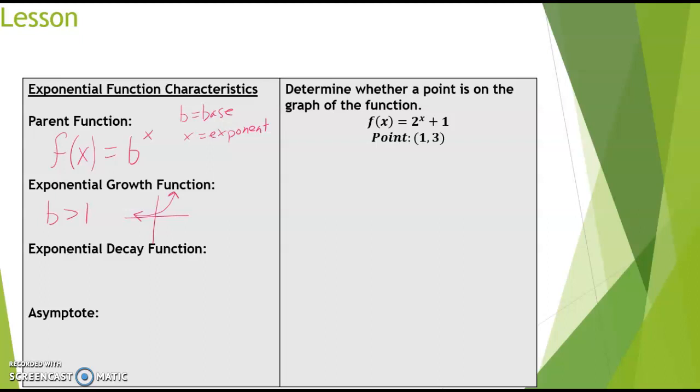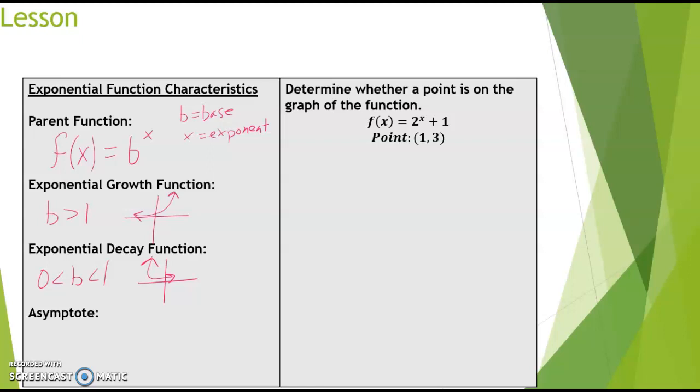It's a decay function if b, so your base, is in between 0 and 1. So it's a fraction or a decimal in between 0 and 1. So like 2/3, 1/4, 0.2, all of those would be decay functions. And what those look like is you're going down the ski hill. So just a rough sketch there. So growth is going up the ski hill, so you're taking the lift up to the top. Decay is you're going down the ski hill.